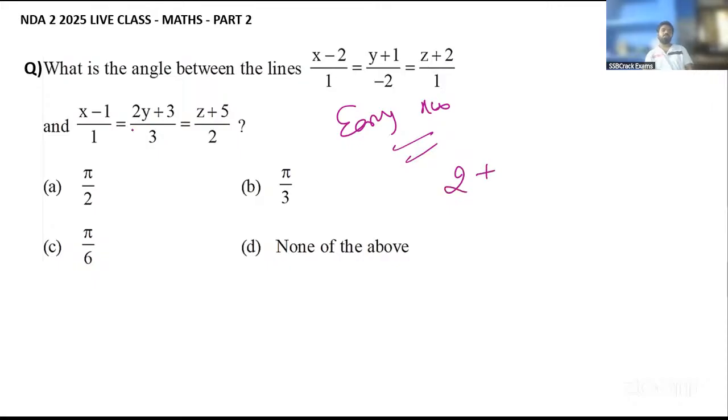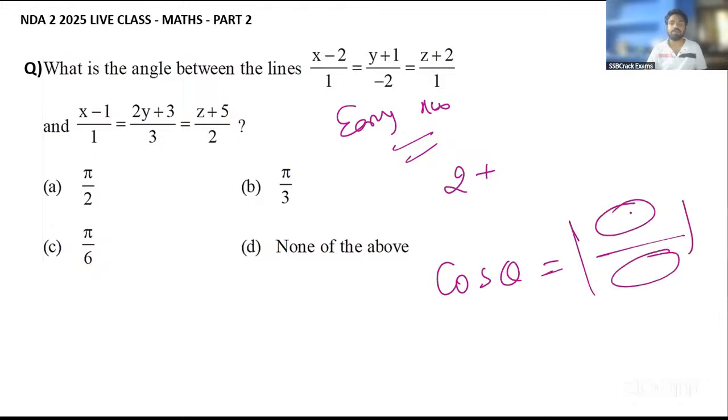And you need to, first of all, bring them in simpler form. It is a1, a2, b1, b2, and c1, c2. Then when you find the cos theta, some terms will come here and something will come there. The quantity will be equal to 0. You will see that theta will be pi by 2 or 90 degrees simply. So option A will be correct in that situation.